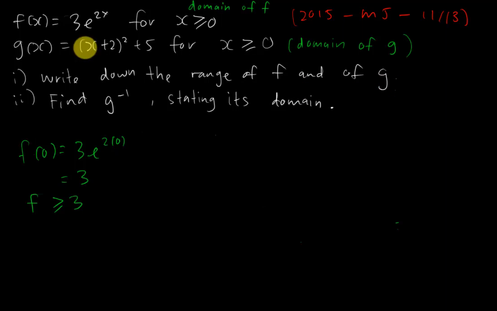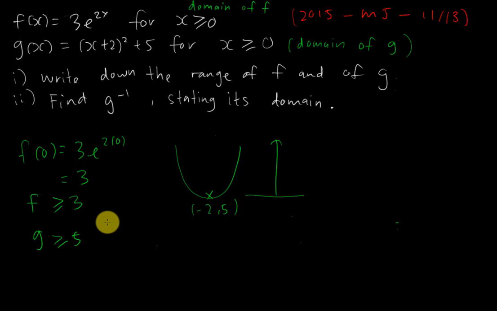Range of g. Over here, you should know this is already in completed square form, so you can easily know your minimum. This is a minimum because over here is positive 1. Your minimum coordinate basically is (-2, 5). So you know this graph, the range should be 5 and above, isn't it? So I can say my g must be bigger or equals to 5.